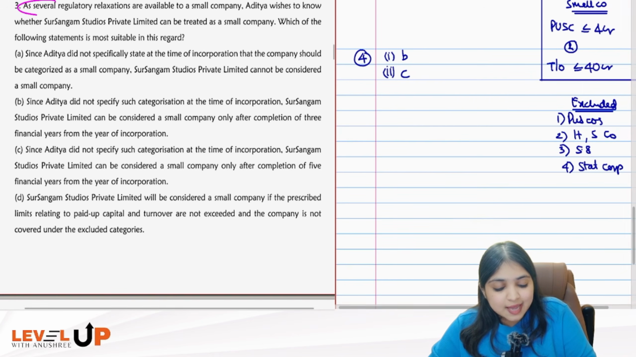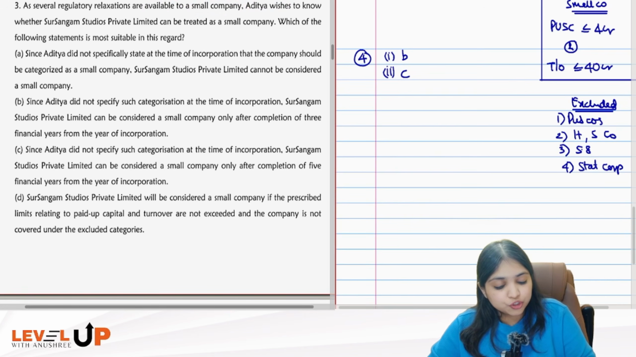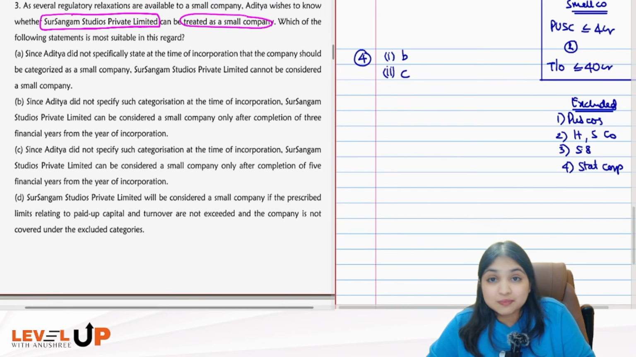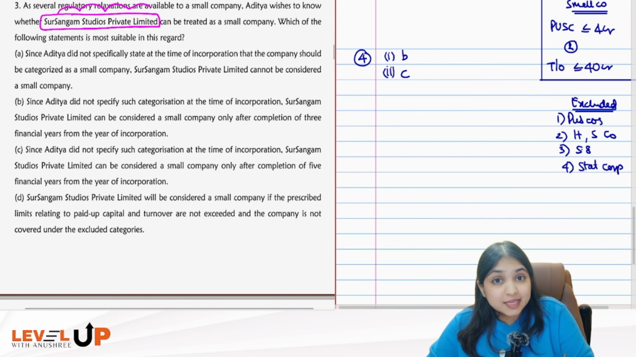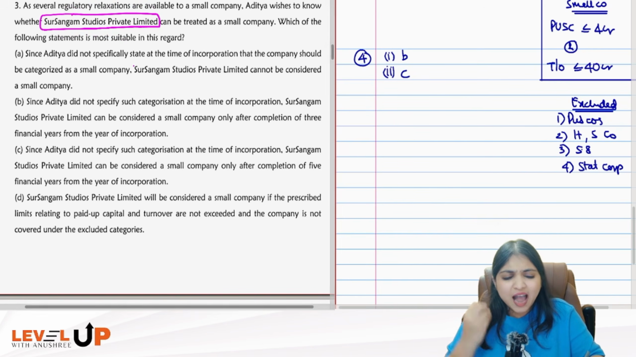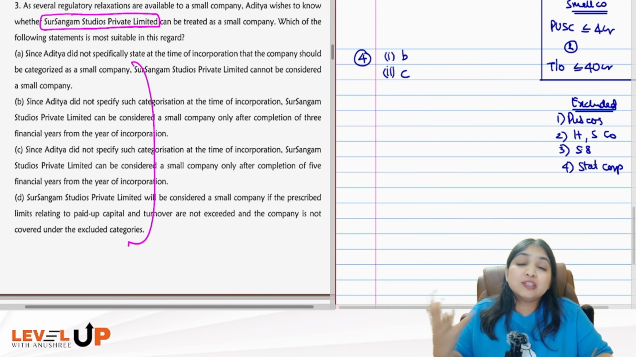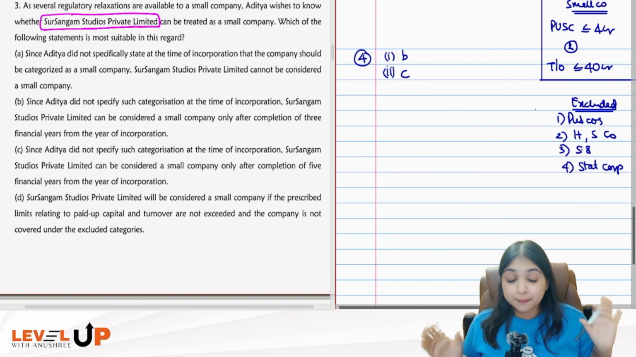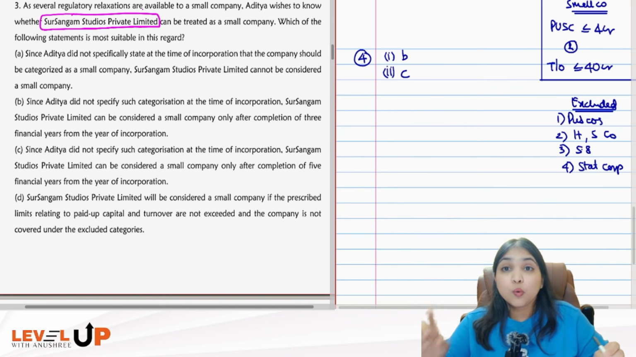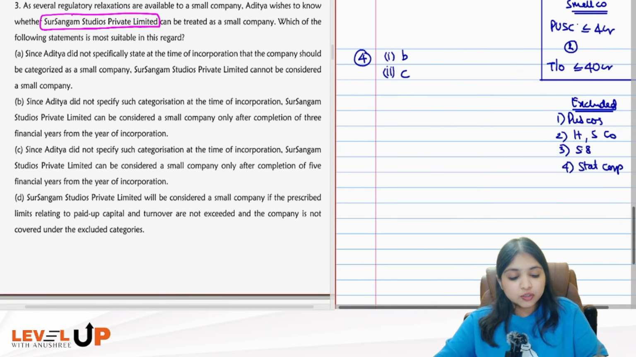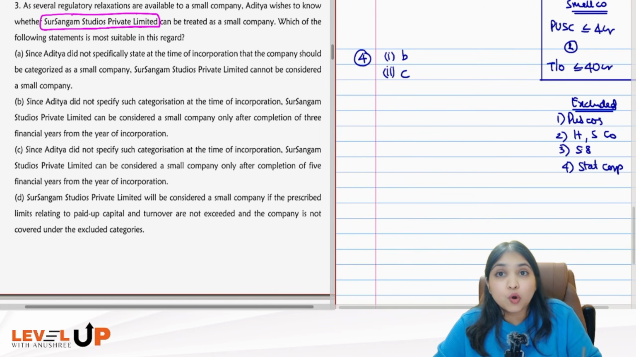The question says, as several regulatory relaxations are available to small company, Aditya wishes to know whether Sursangam Studios Private Limited can be treated as a small company. See guys, if this company's name was Sursangam Studio Limited, which means if it was a public company, I won't even bother too much. I will straight away say it's a public company and public company is excluded. It cannot be a small company. But here it is a private company, which means if the private company fulfills this condition, it will become a small company, guys. So they are asking whether it can be treated as small company or not.